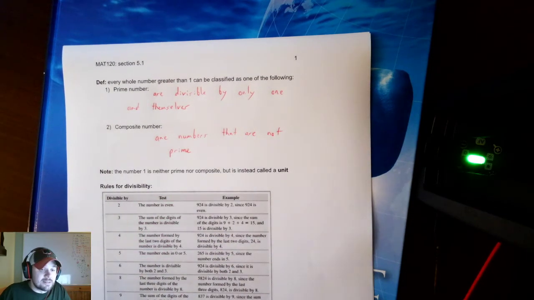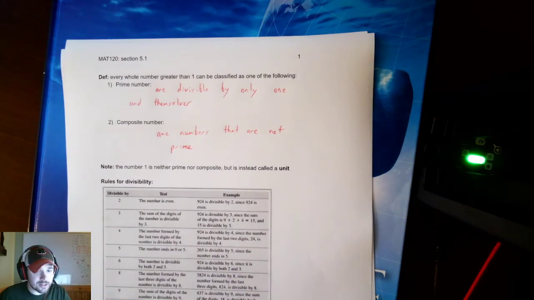Think of what's the smallest increment you can increase something by in whole numbers? That's 1, right? You're moving 1 unit up. So we call it a unit. It's the base building block of the numbers.